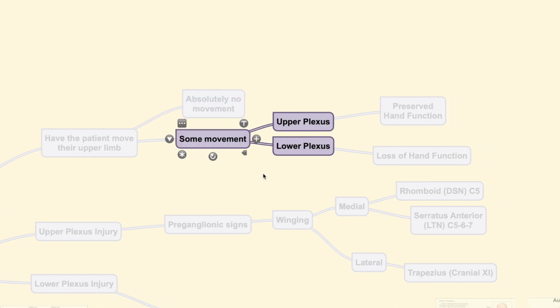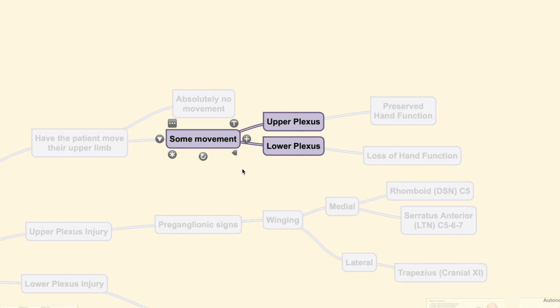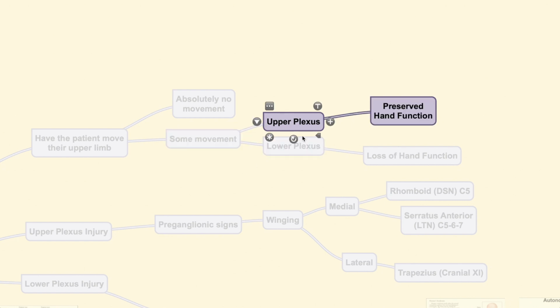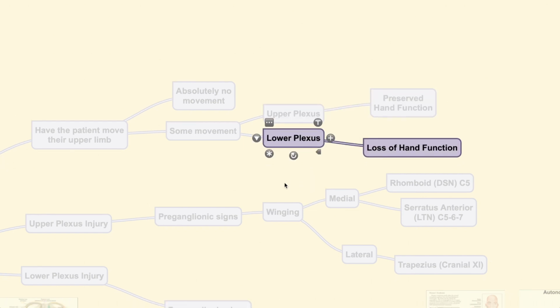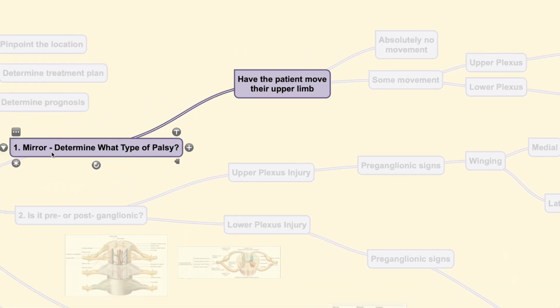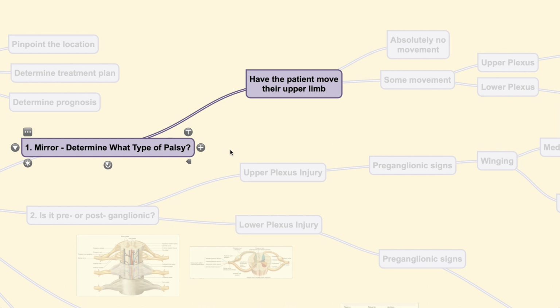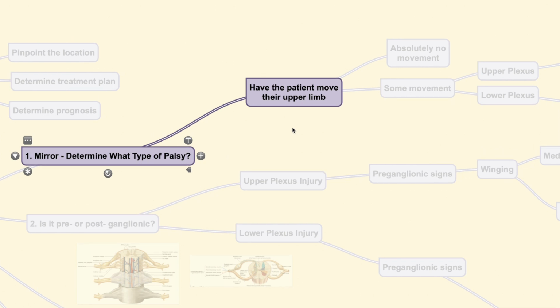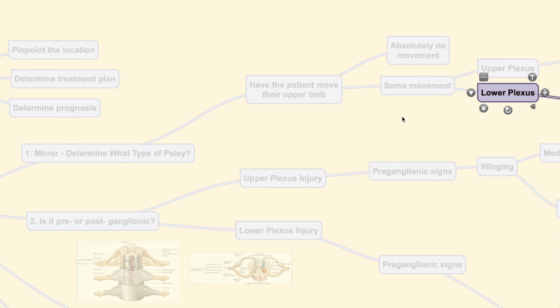And while some patients have some residual movement, if the patient has an upper plexus injury, then usually the hand function is well. So the patient cannot move their shoulder, but can still flex and extend their fingers. The reverse is true in the patient that presents with a lower plexus injury, where the patient generally has loss of hand function. Now, by doing this simple task of mirroring, I have already figured out whether this patient has a full plexus, upper plexus, or lower plexus type of injury.